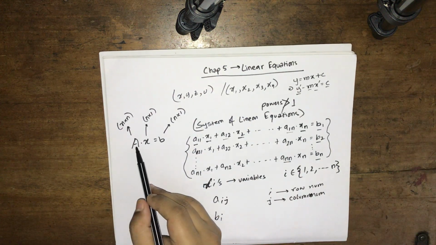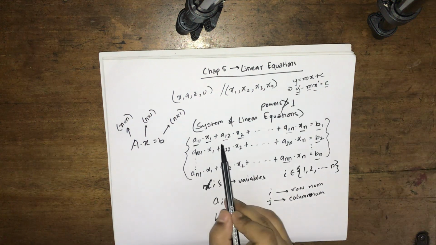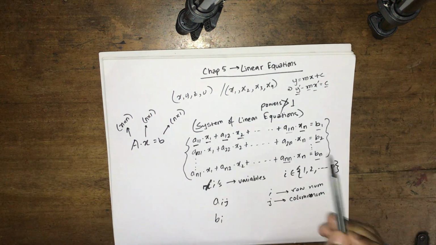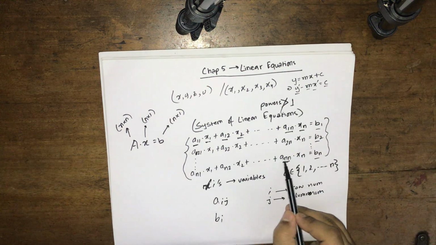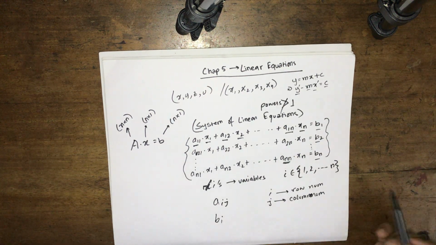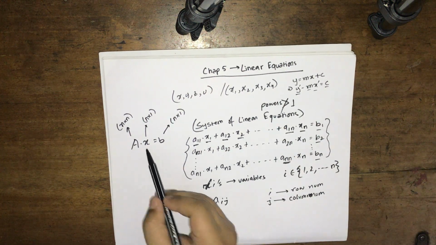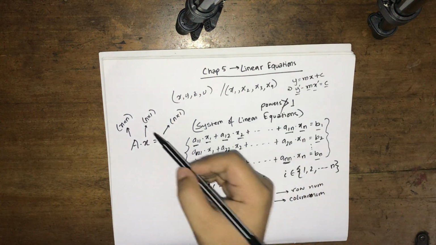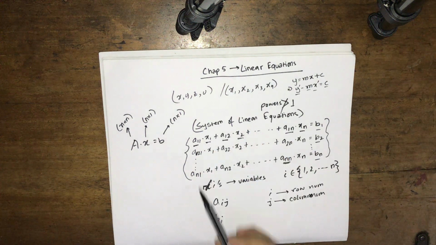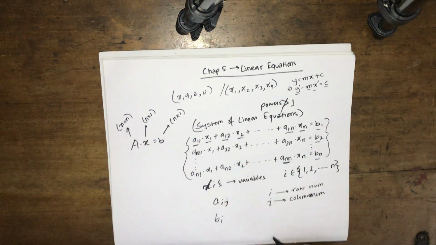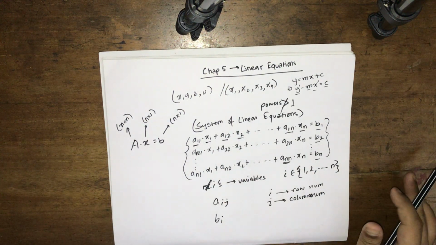The A matrix basically consists of these coefficients A11, A12 up till A1n. It will go up till ANN. And the X matrix consists of these variables. It's an n into 1 matrix, so n number of rows and 1 column. So from x1, x2 up to xn, every variable will be there.